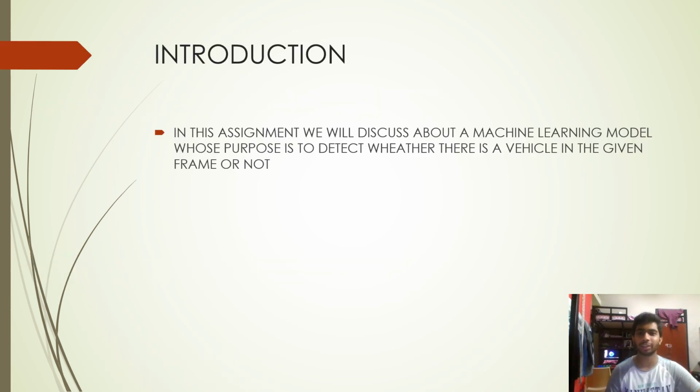So in this model, basically we are going to discuss a machine learning model in which we will see how AI or the model is going to predict whether there is a vehicle in the given photo or not. Vehicle can consist of any sort of vehicle. It may be a car, bike, bicycle, or anything.